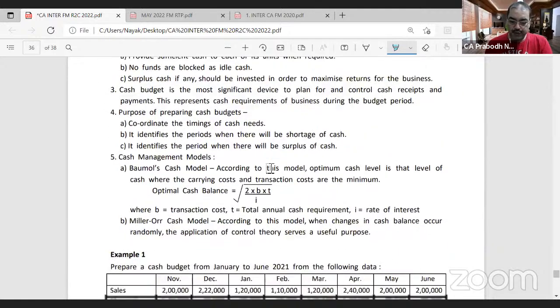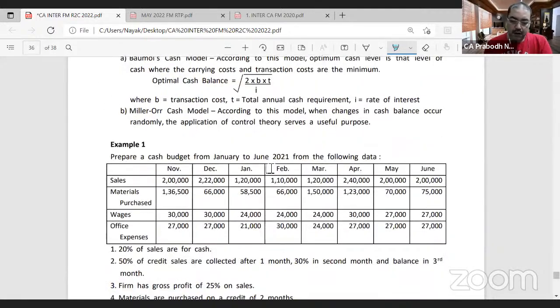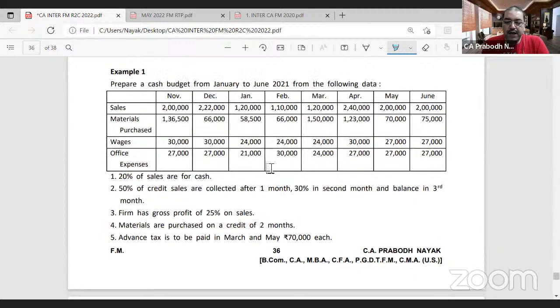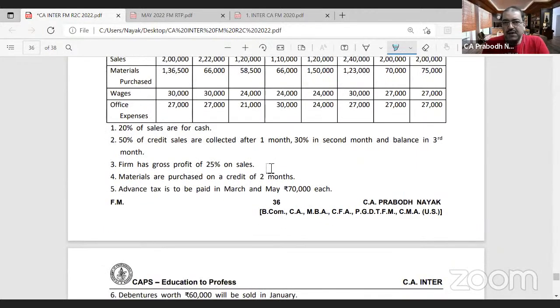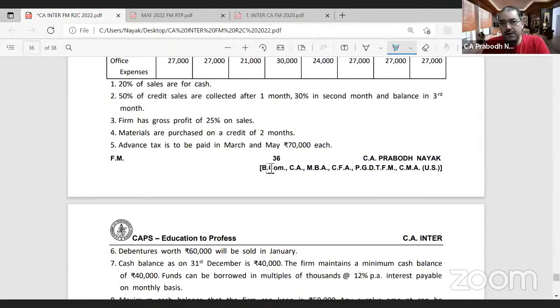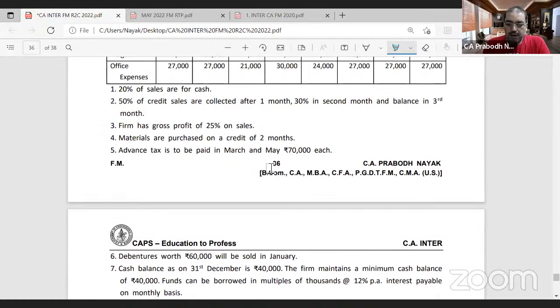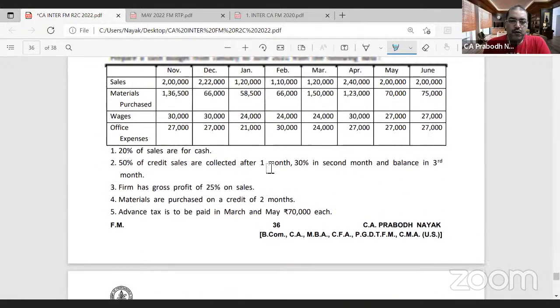Coming to cash management. I want to explain to you, solve with you right now, the example one of cash management. Normally, cash management is very rarely asked in the examination of FM. It is more asked in the costing exam because it's nothing but a cash budget. But in case it comes, you should know how to solve it.